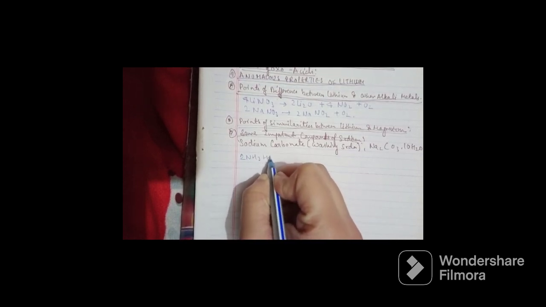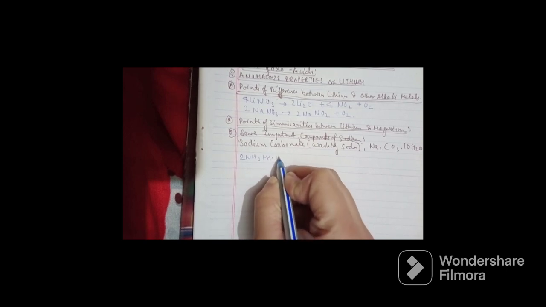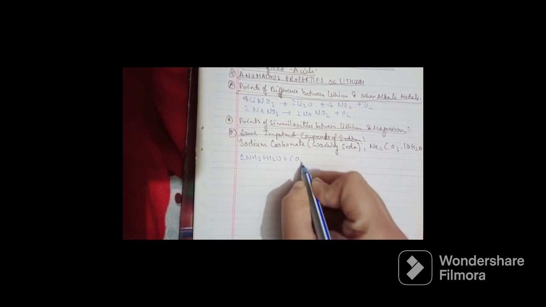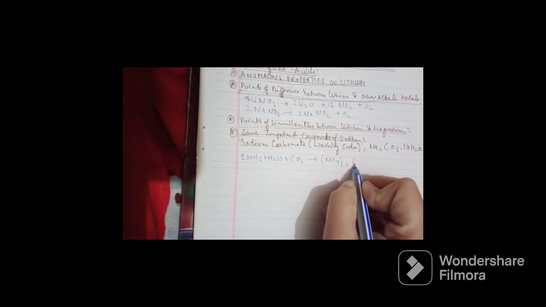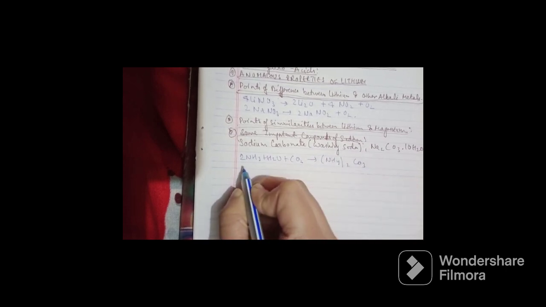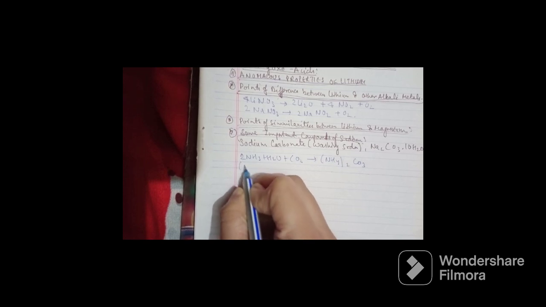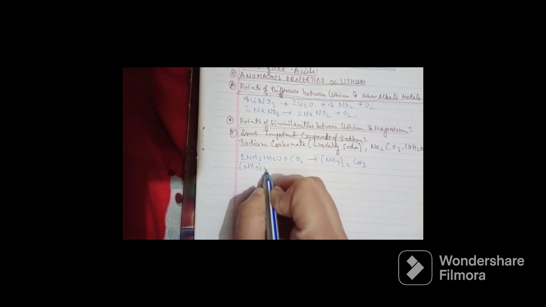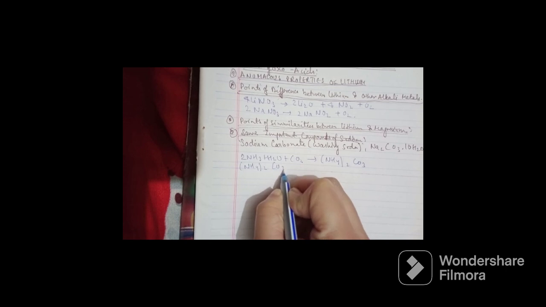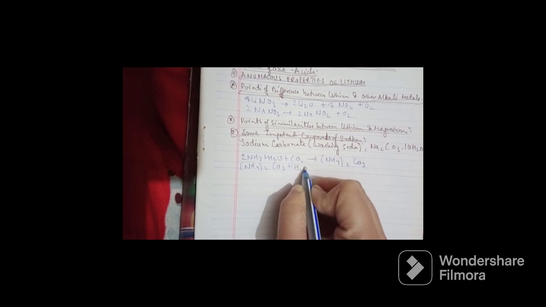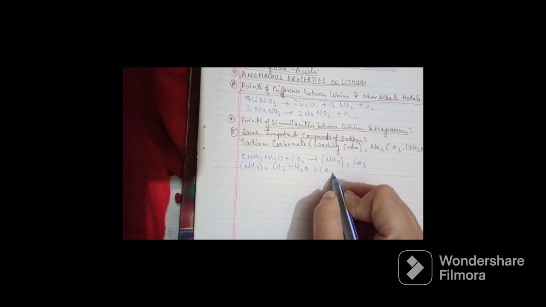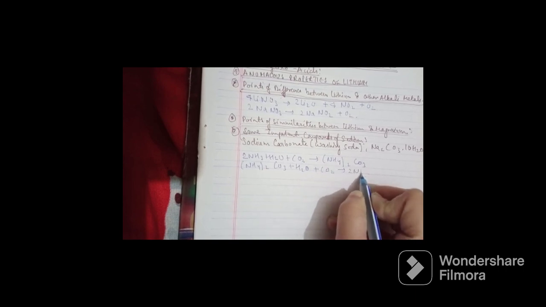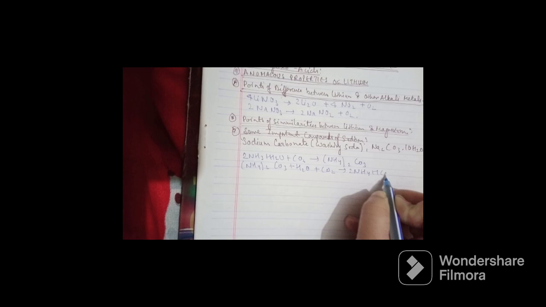2NH3 plus H2O plus CO2 will give (NH4)2CO3. (NH4)2CO3 plus H2O plus CO2 will give 2NH4HCO3.